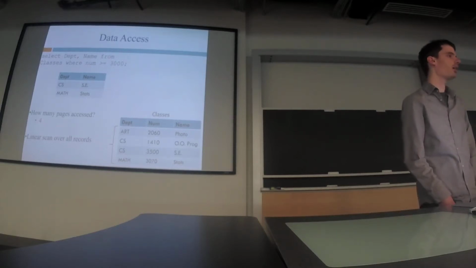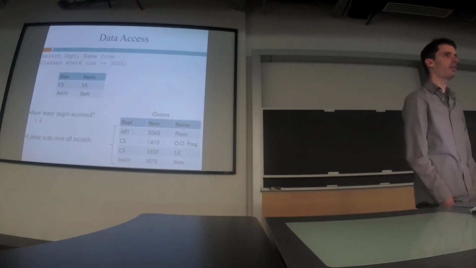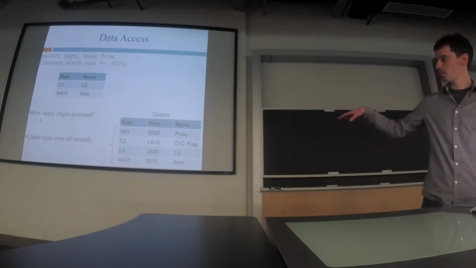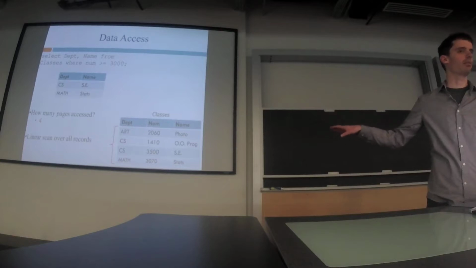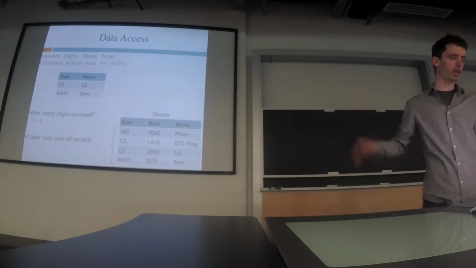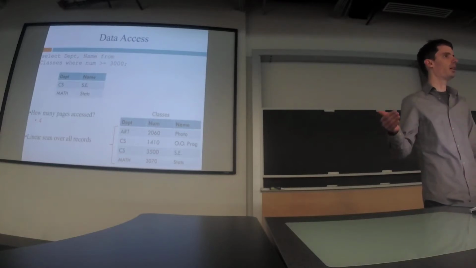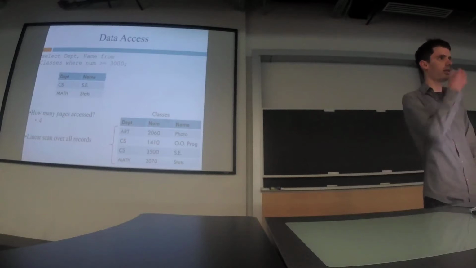We don't know where those 3,000 level classes are within the table. They happen to be both at the end, but we don't know that. These are not sorted based on class number. So we have to do a linear scan through the entire table to find all of the 3,000 level classes. 4 pages accessed.